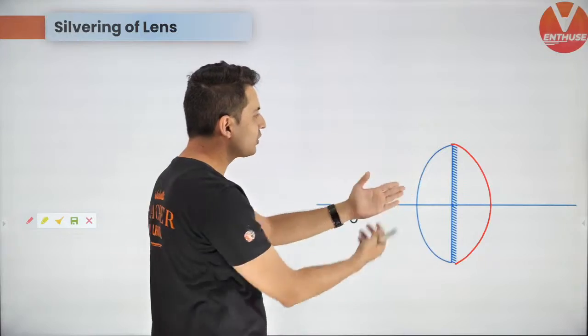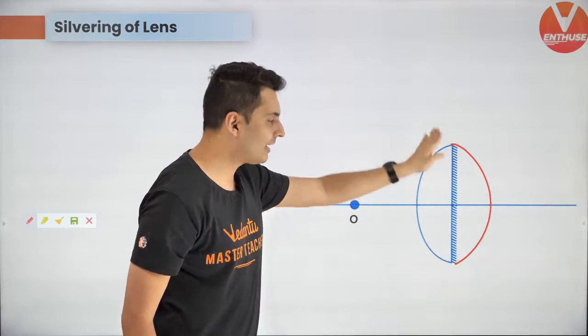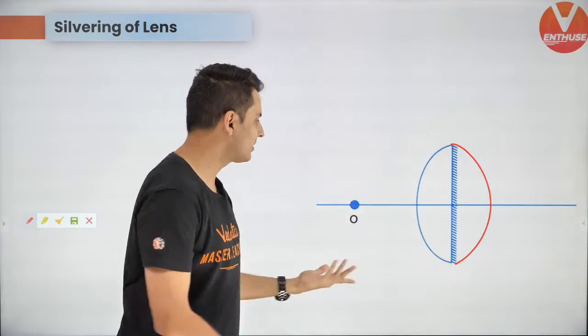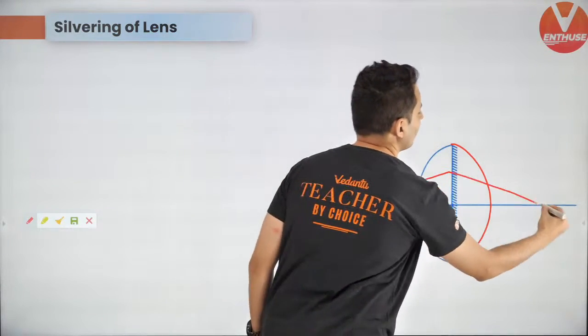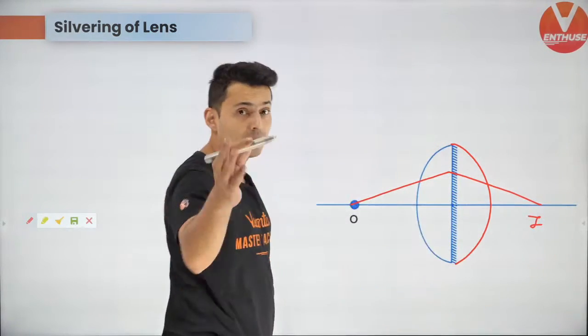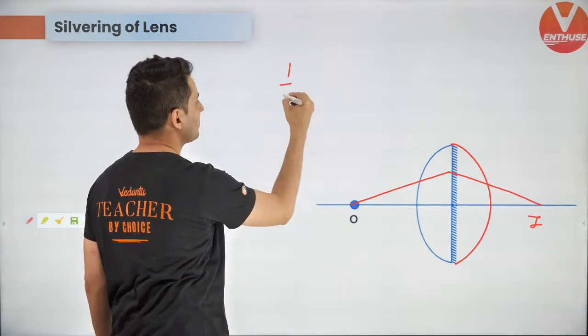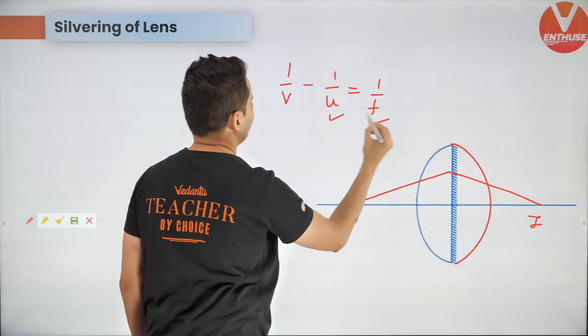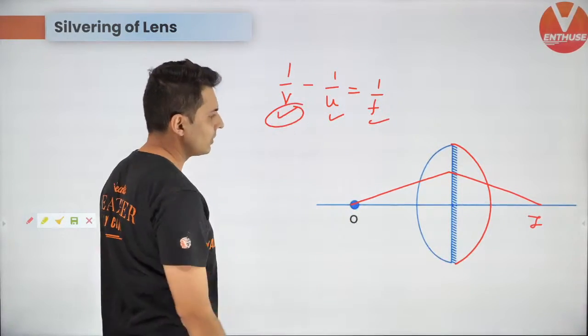Now you know how to solve the problem if the mirror was not there, isn't it? If the mirror was not there and it was just a convex lens, if the object is given, you know how to find where the image is using the lens formula. So you'll use 1/v minus 1/u is equal to 1/f. u is known, f is known, v you can find out.